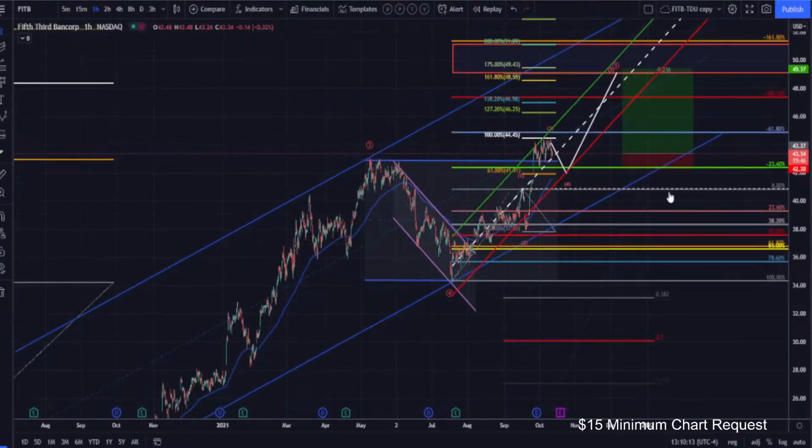Fifth, 3rd. These are all, remember, with earnings right around the corner, these just set some alerts, right? If it comes down here, what is the reaction? If it comes up, what's the reaction?